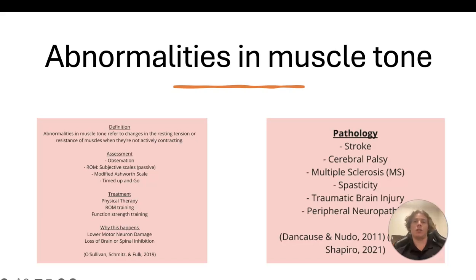Abnormalities in muscle tone refer to a change in the resting tension or resistance of a muscle when it is not actively contracting. This can present as either hypotonia or hypertonia. Clinically, muscle tone is assessed through observation, range of motion using subjective scales, or passive movement, like using the Modified Ashworth Scale, which helps us quantify spasticity and detect abnormal resistance patterns. These tone abnormalities are often linked to conditions like stroke, cerebral palsy, multiple sclerosis, and spinal cord injuries.